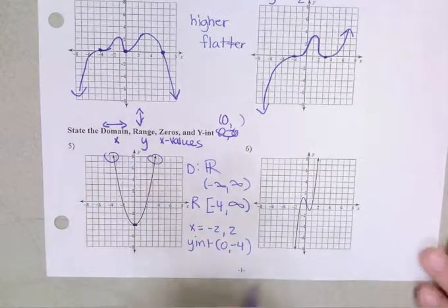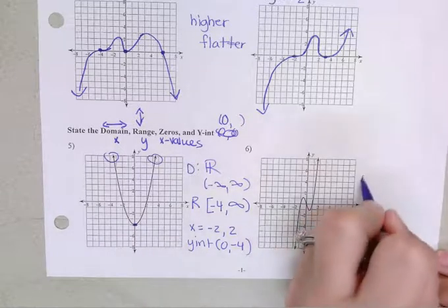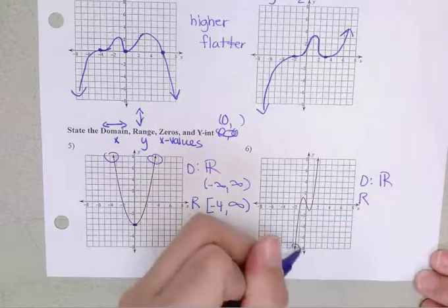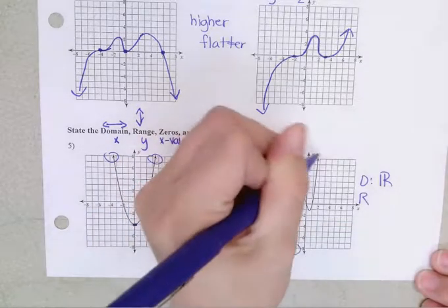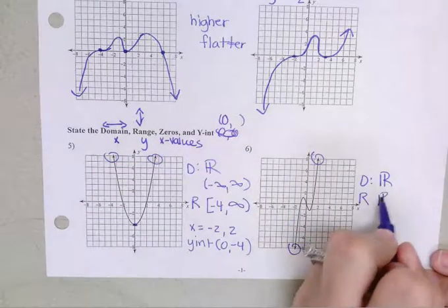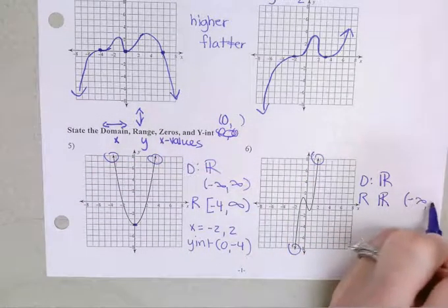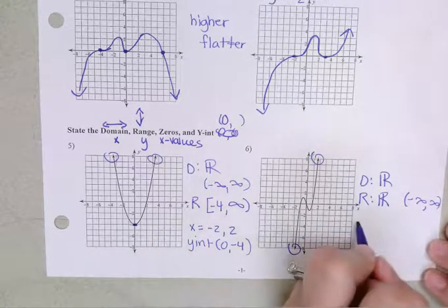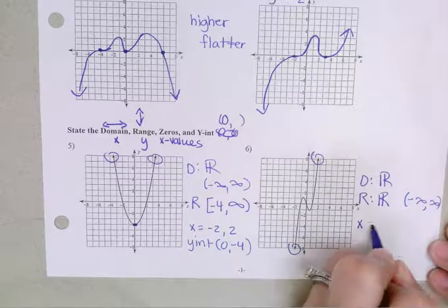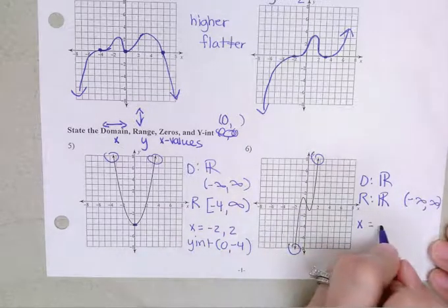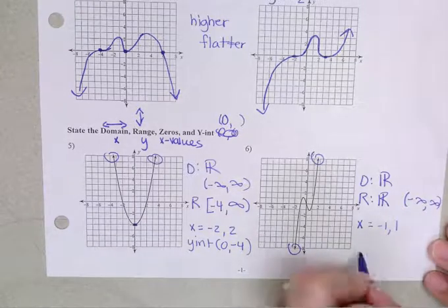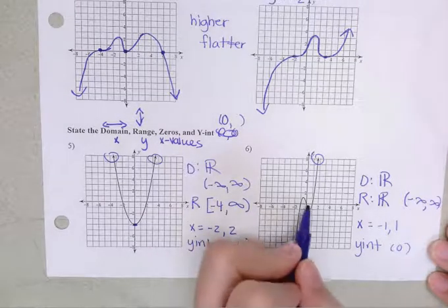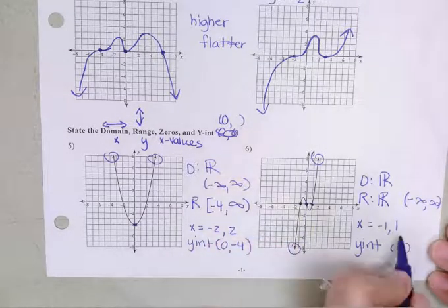All right, for number 6. Number 6, domain again, all real numbers. And the range, because there's an arrow going down to -infinity and up to positive infinity, you can either put all real numbers or -infinity to positive infinity, whichever one you want to write. And then your zeros, those would be your x-intercepts. So we're just going to put x equals, and that is -1 and +1. And your y-intercept is just 0, 0. Oops, and I forgot there's also an x-intercept of 0.